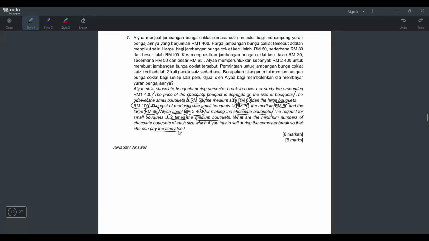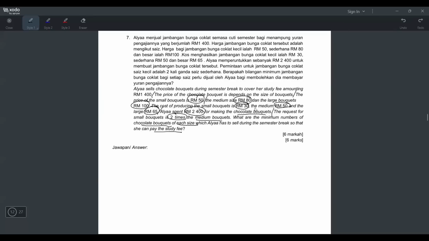Okay, after reading the whole question, I think I know which chapter this is. This is Form 4 chapter 3, system of equations. Okay, and this one involves 3 variables, right? The way I know it is because I read the last line here, they say what are the minimum numbers of chocolate bouquets of each size, right? It means later there will be 3 unknowns, 3 variables, right? Because there are 3 different sizes, right? So what I'll do now is, first thing first, don't look at all this information first, right?